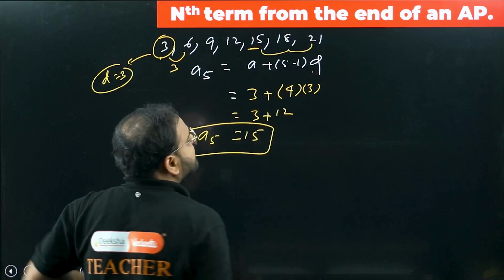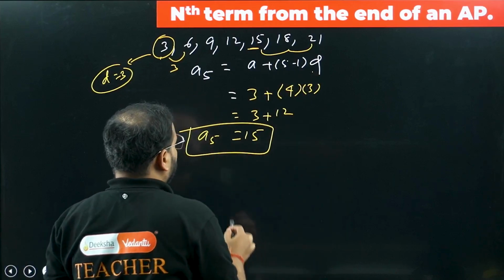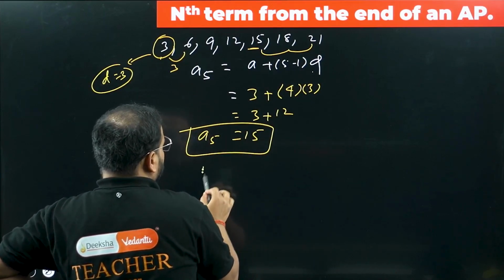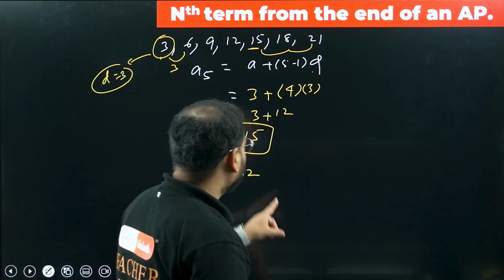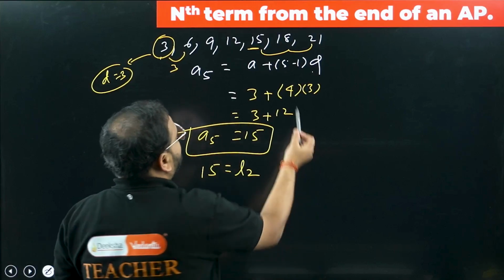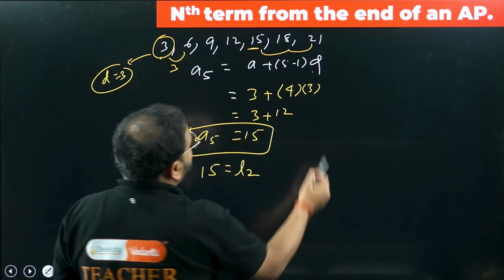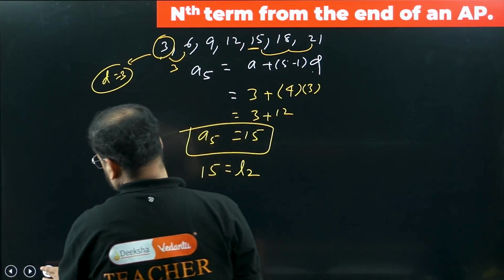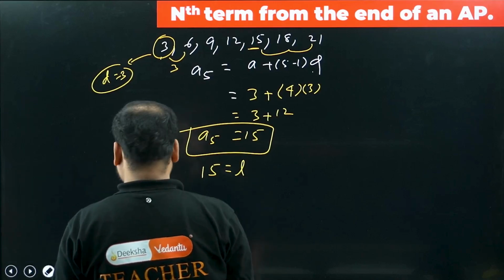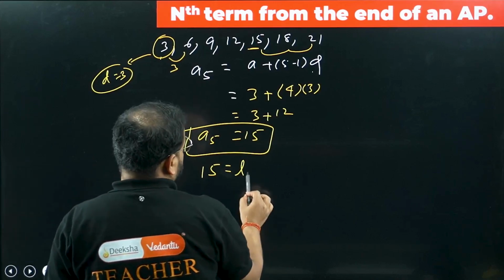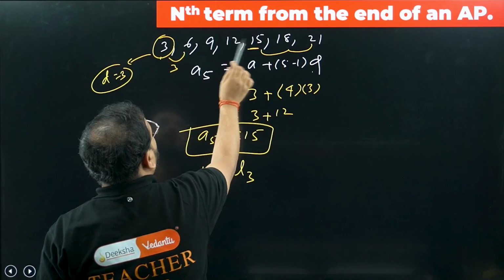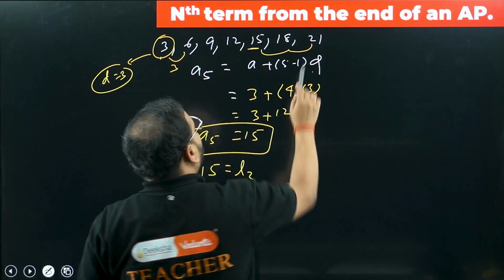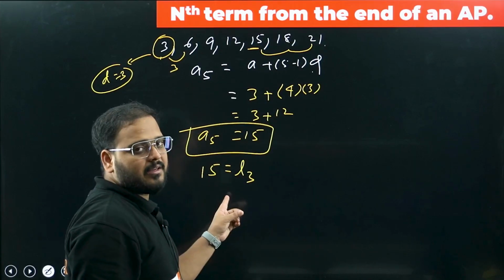Second term from the end we call L2, where L is the last term. But wait, not the second term. First, second, third term. Please check which term this is from the last. From the first it is 1, 2, 3, 4, 5. From the last it is 1, 2, 3. So the third term from the last will be 15.